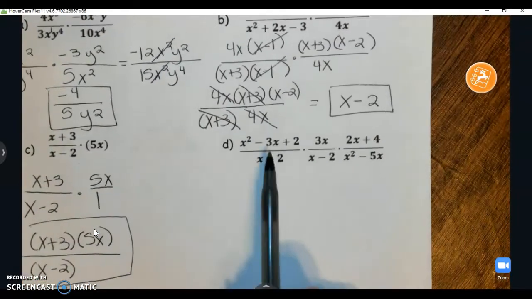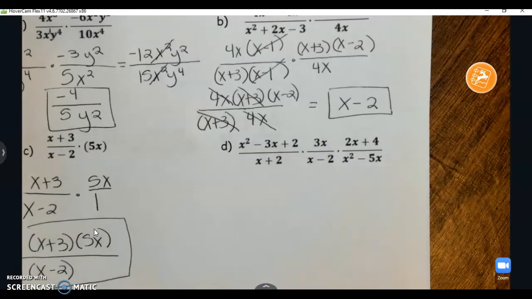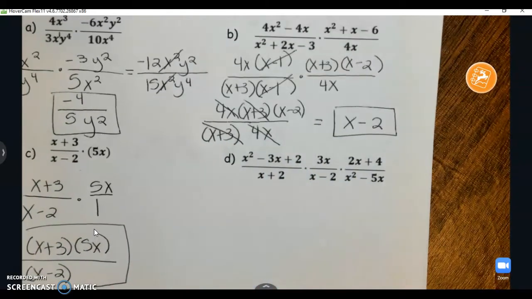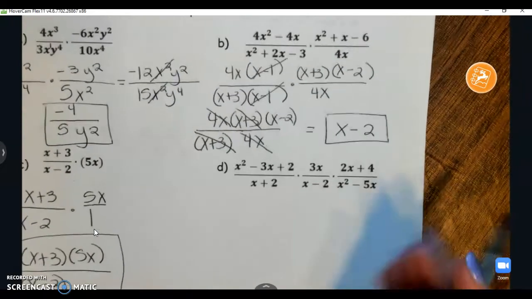Now D, again, we're multiplying 3 expressions here, but you're just going to multiply all 3 in the top and all 3 in the bottom. So let's start simplifying and make life a little bit easier for ourselves.